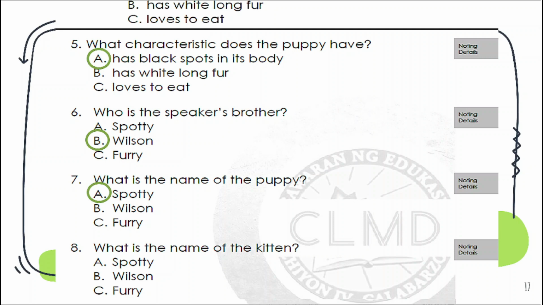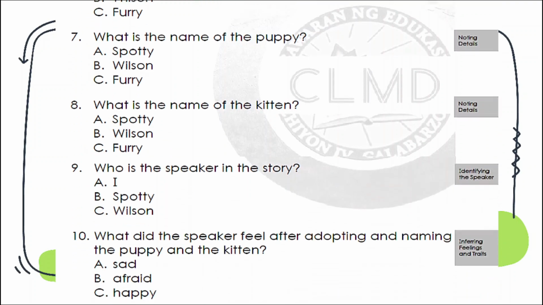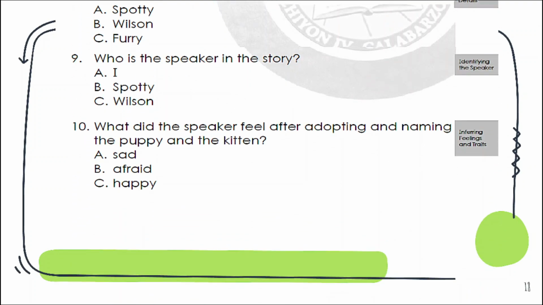Number 8. What is the name of the kitten? A. Spotty. B. Wilson. C. Furry. Correct. Letter C. Next, number 9. Who is the speaker in the story? A. I. B. Spotty. C. Wilson. The correct letter is A.